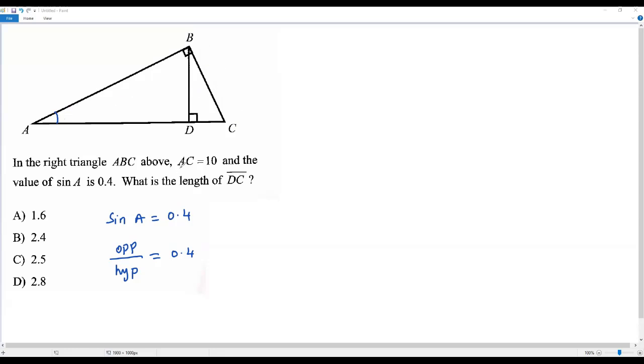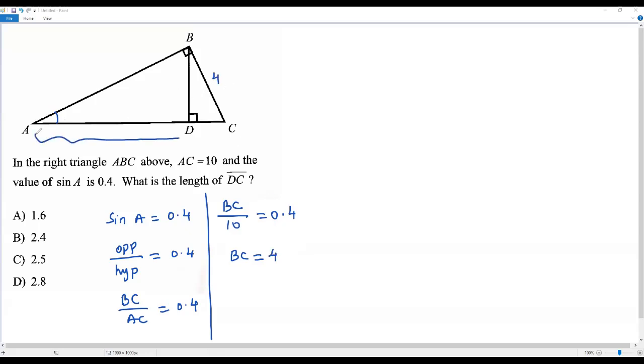So BC is the opposite side, and the hypotenuse is the one which is opposite to the right angle. So AC is the side which is opposite to the right angle at vertex B. So AC is the hypotenuse. So the opposite side is BC and the hypotenuse is AC, which is equal to 0.4. We know the length of AC from the question, that is 10. We can plug in 10 for AC over here. Then I'm getting BC over 10 equals 0.4. Now to get rid of the denominator 10, we can multiply both sides of this equation by 10. When I multiply both sides by 10, I am getting 4. Now I got the length of BC, that is 4, and already we have the length of AC, that is 10.